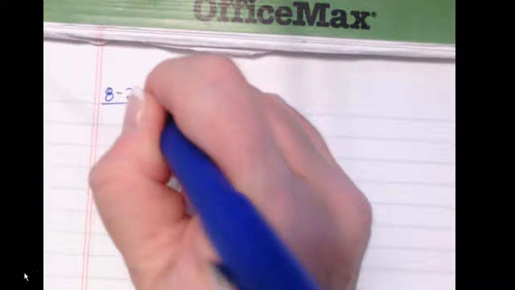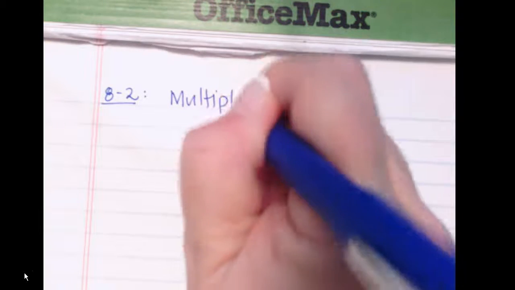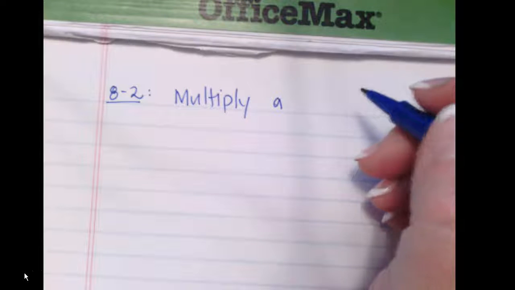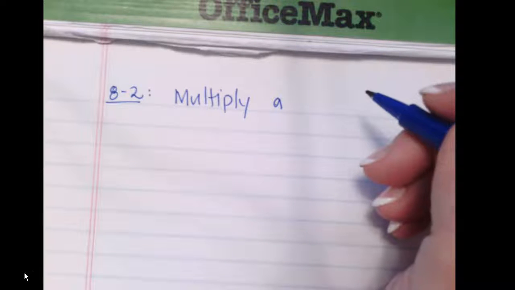Hey guys, so these are some notes and examples for you to copy into your notebook. So we are going to be looking at objective or lesson 8.2, which is to multiply a monomial times a polynomial and to factor a monomial from a polynomial.